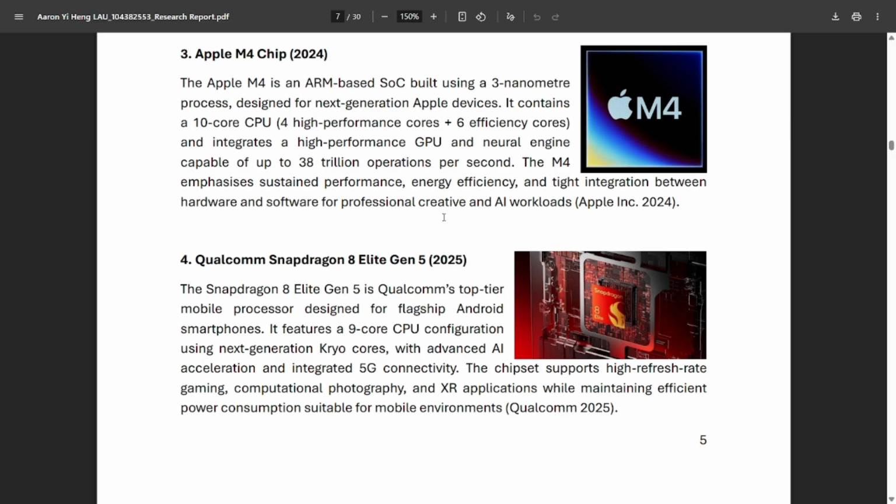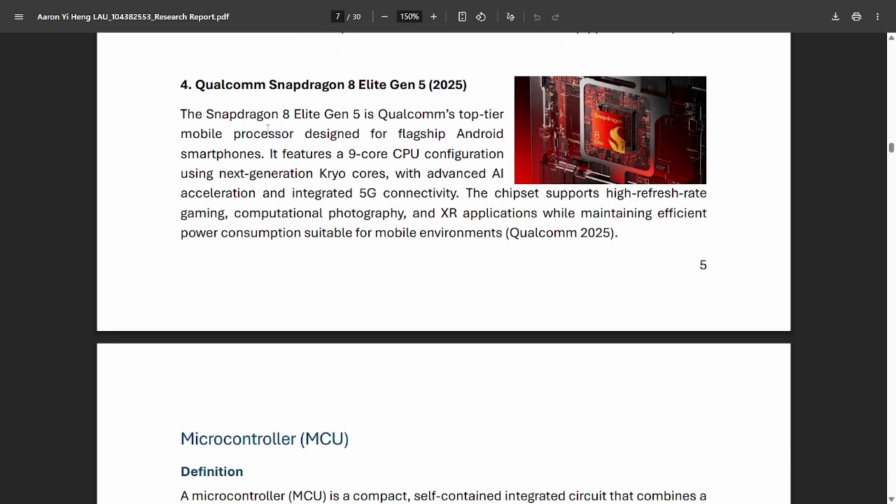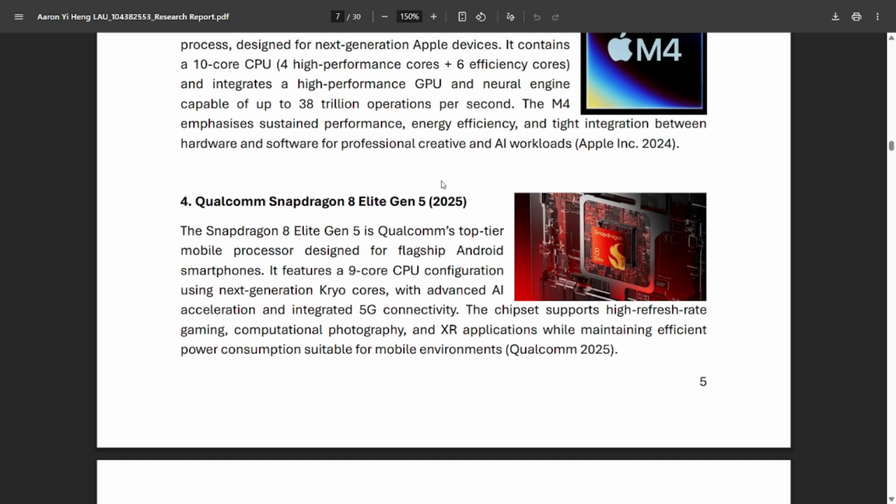The fourth image shows a Qualcomm Snapdragon 8 Elite Gen 5. The chip is designed for flagship smartphones and mobile devices. It integrates next-generation Oryon CPU cores, advanced 5G connectivity, and strong AI acceleration for photography, gaming, and XR applications.